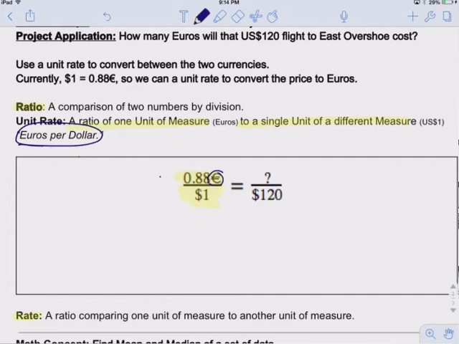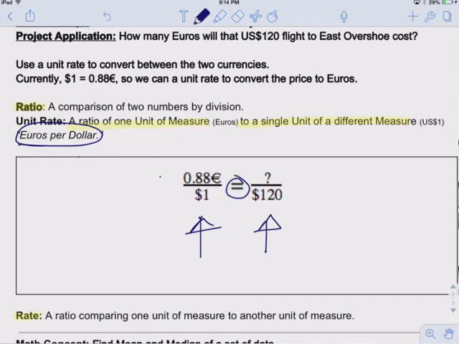There's our 1 unit of measure compared to a single unit of a different measure, dollar. So unit rates are compared to single units of measure. When you research the currency conversions, you'll see that that's exactly what you'll get from these websites. They'll tell you how many euros it is per dollar or how many dollars it is per euro. So you need to find the right unit rate to do your conversion. But this is how you would set it up. The question is, if this is the unit rate, 88 hundredths of a euro per dollar, how many euros are in $120?